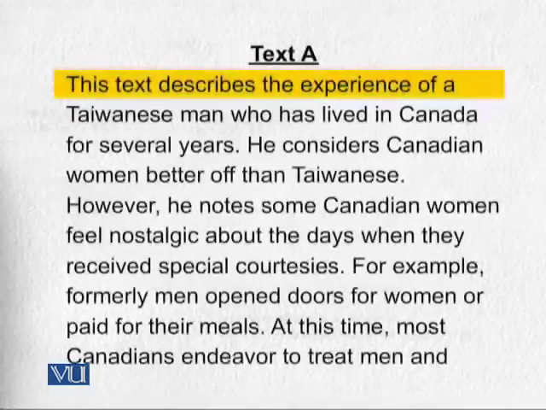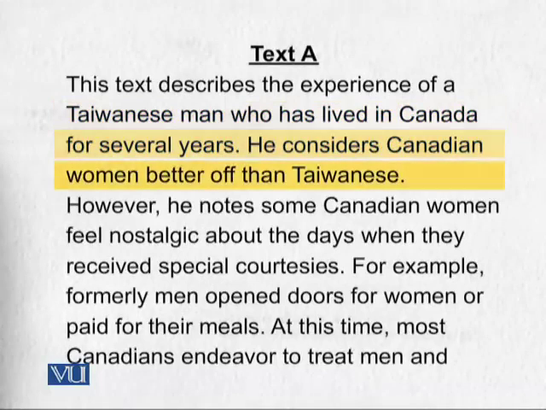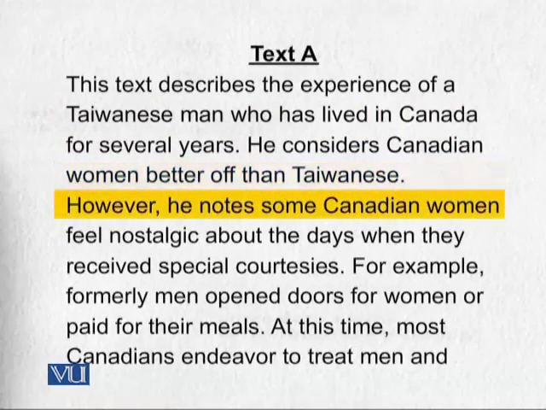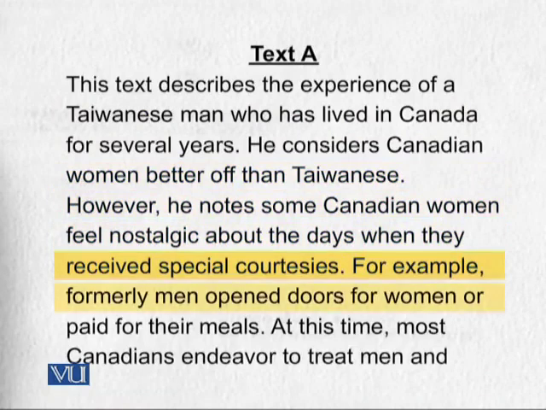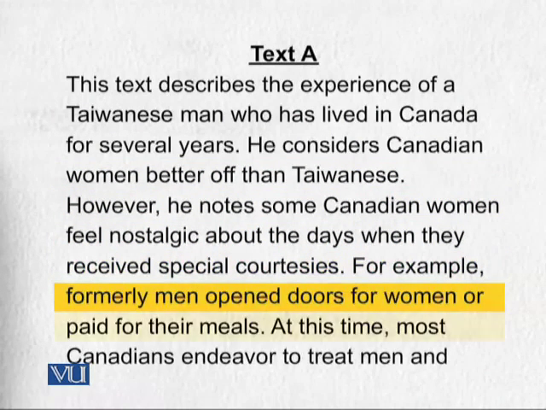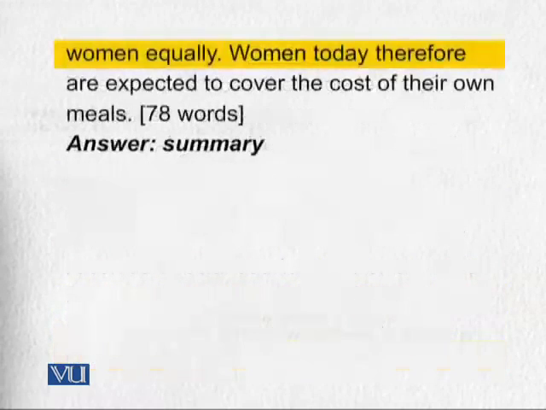And how the text goes: this text describes the experience of a Taiwanese man. Now, look how it starts actually. Please note these smaller points as well. This text describes, this is a very typical style of a summary. This text describes the experience of a Taiwanese man who lived in Canada for several years. He considers Canadian women better off than Taiwanese. However, he notes some Canadian women feel nostalgic about the days when they received special courtesies. For example, formerly men opened doors for women or paid for their meals. At this time, most Canadians endeavor to treat men and women equally.